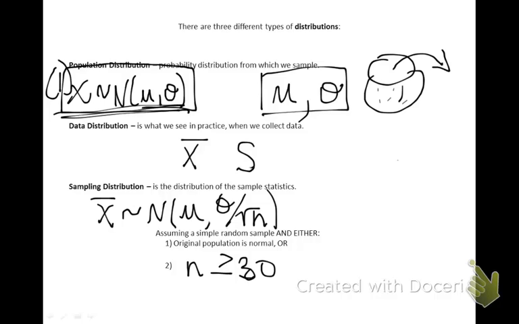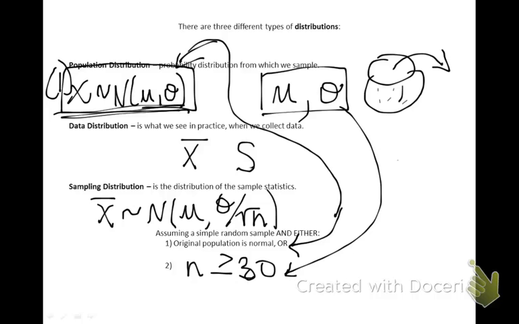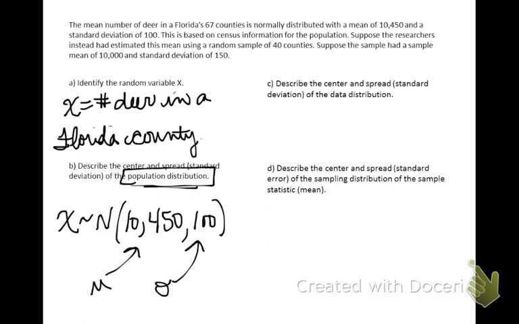Coming back to our page with the 3 different types of distribution, we're now in this case. We know the original population was normally distributed. So when we're looking at the sampling distribution, we know that we're going to be meeting this assumption. These two go together, and these two go together. Let's come back into the problem and keep reading.